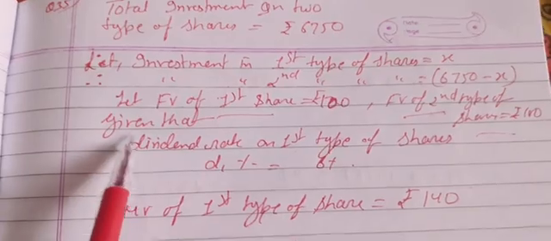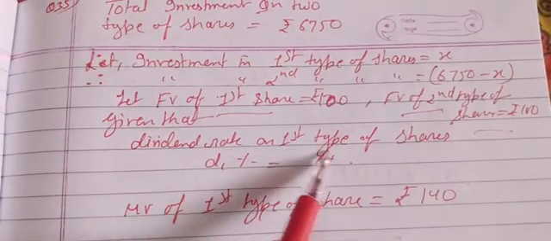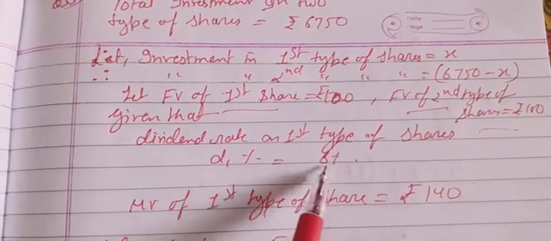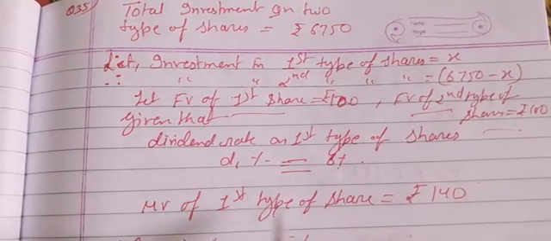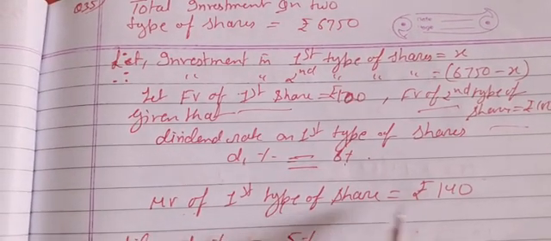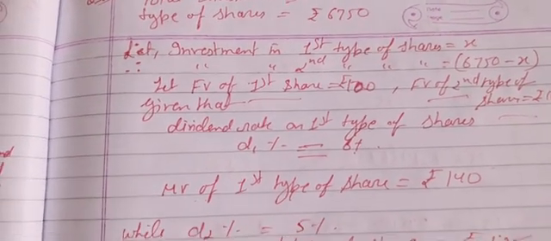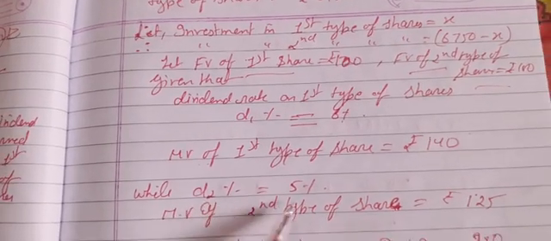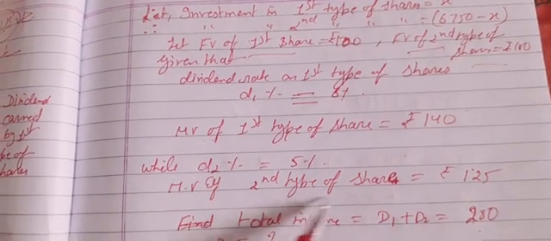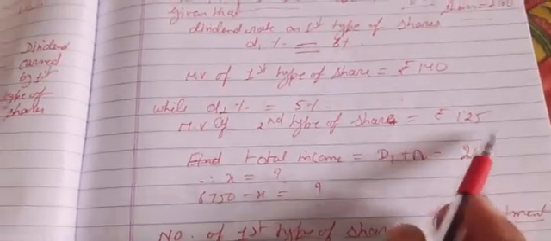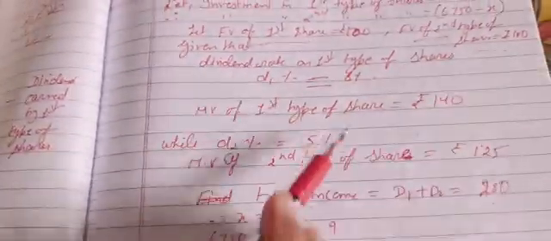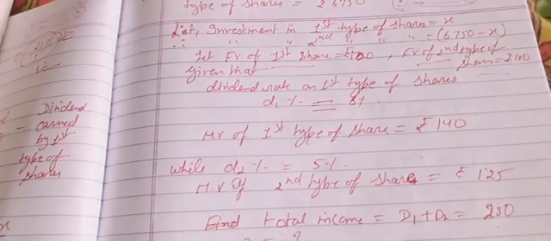Now we are starting our sum. Given that the dividend rate of the first type of share, D1%, is 6%. The market value of the first type of share is rupees 140, while D2%, the dividend percent of the second share, is 5%. The market value of the second type of share is rupees 125. Till here I have only written the given things, and only the face values I have assumed.